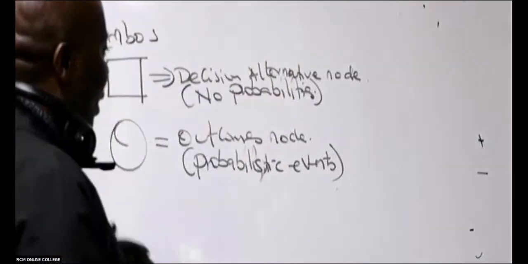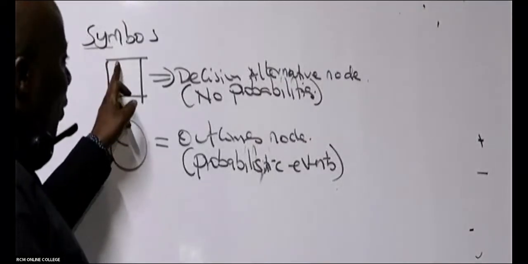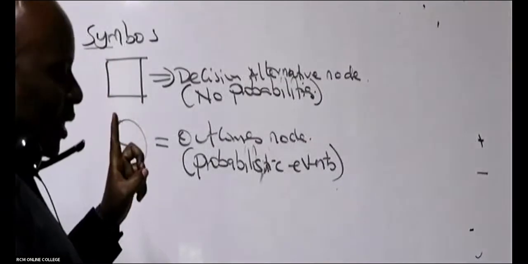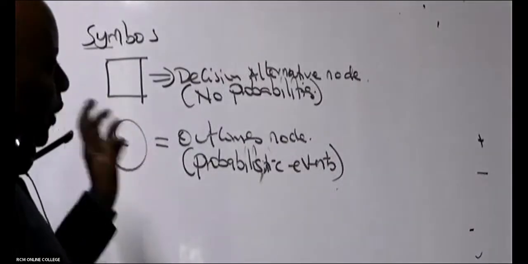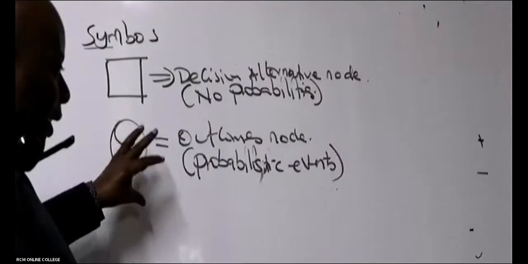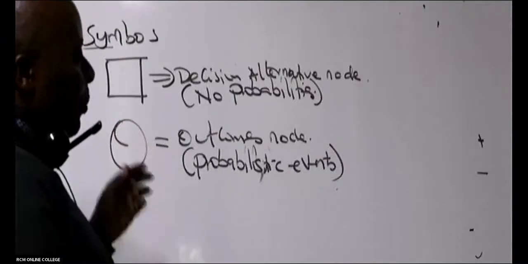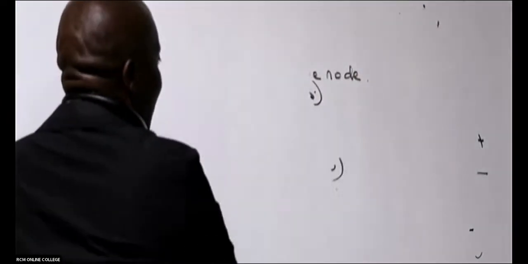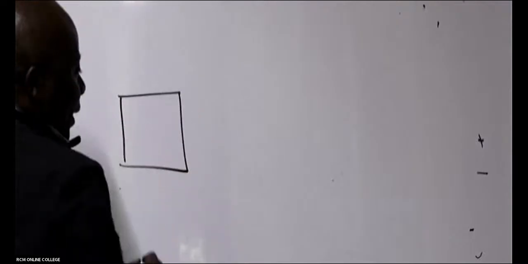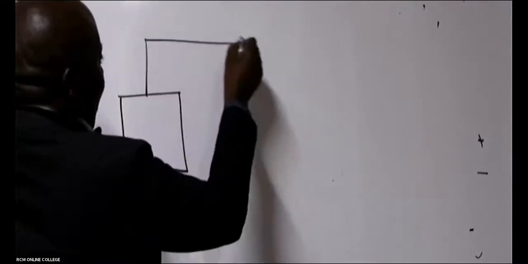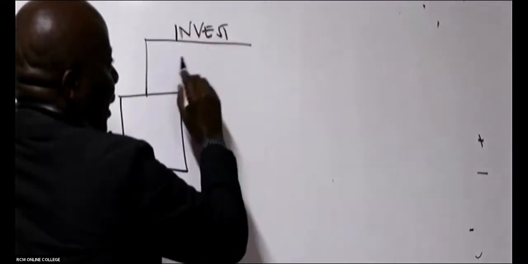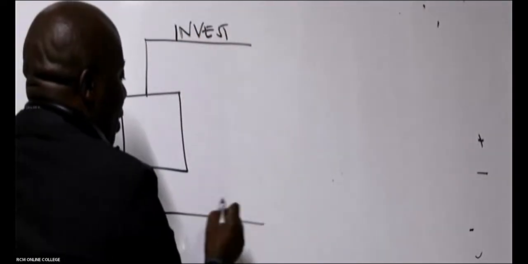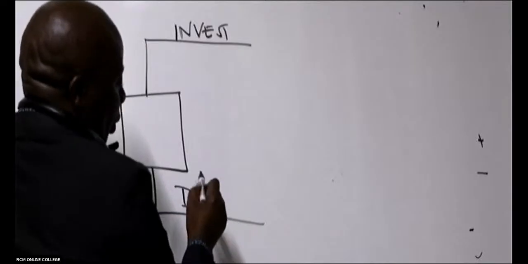Now, please listen. Whenever you see this box, it is for the decision alternatives, for those events without probabilities. A circle is an outcomes node for the probabilistic events. This being a financial management capital budgeting question, we always start by making a decision: do we invest, because it's a capital investment, or do we decide not to invest?